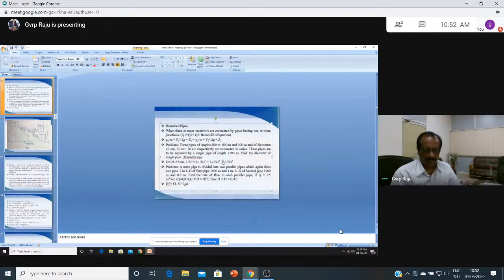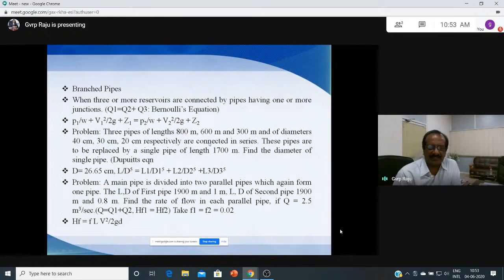Plus L3 by D3 to the power of 5. So this is L2 here, L2 is 600 meters and D2, the diameter 2, is 30 centimeters, so you can take 0.3. So 600 by 0.3 to the power of 5 here. And the third pipe has a diameter of 20 centimeters and length 300, so 300 by 0.2 to the power of 5. If you take that calculation, you can find out D is equal to 26.65 centimeters.